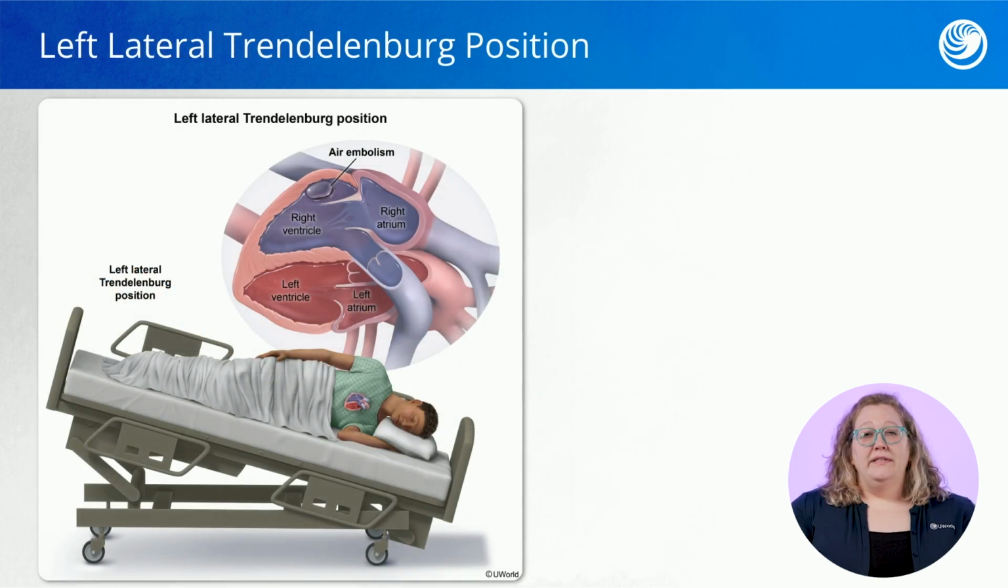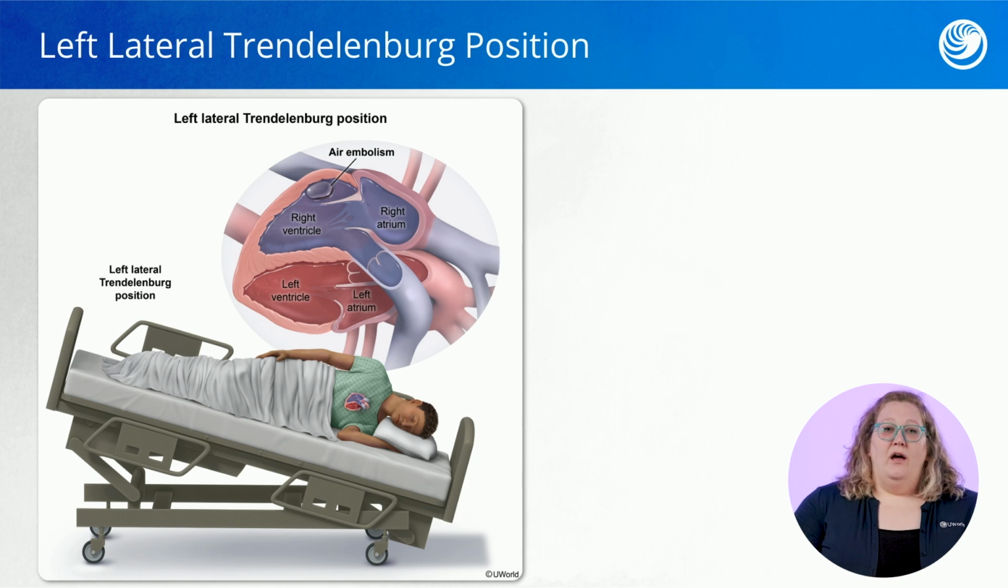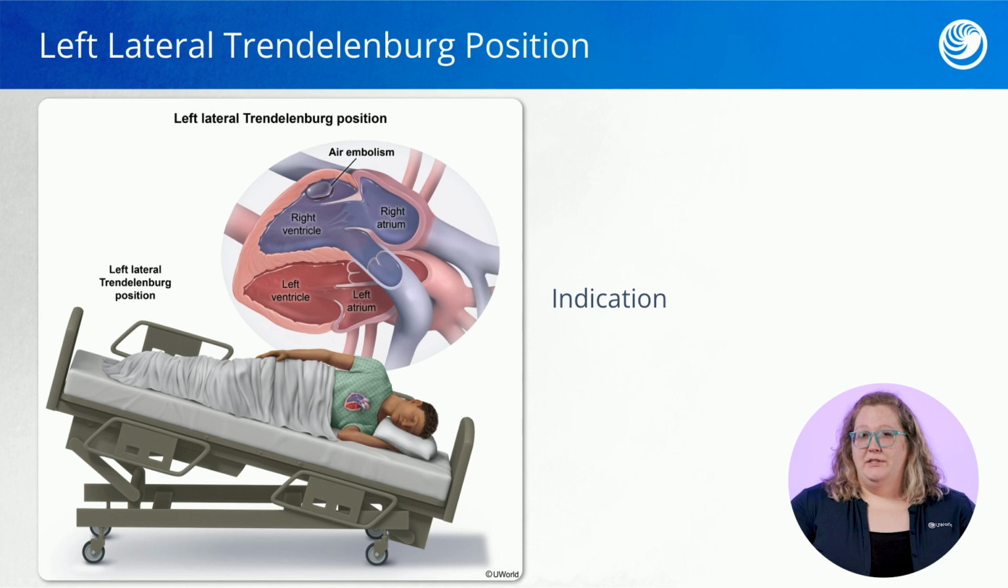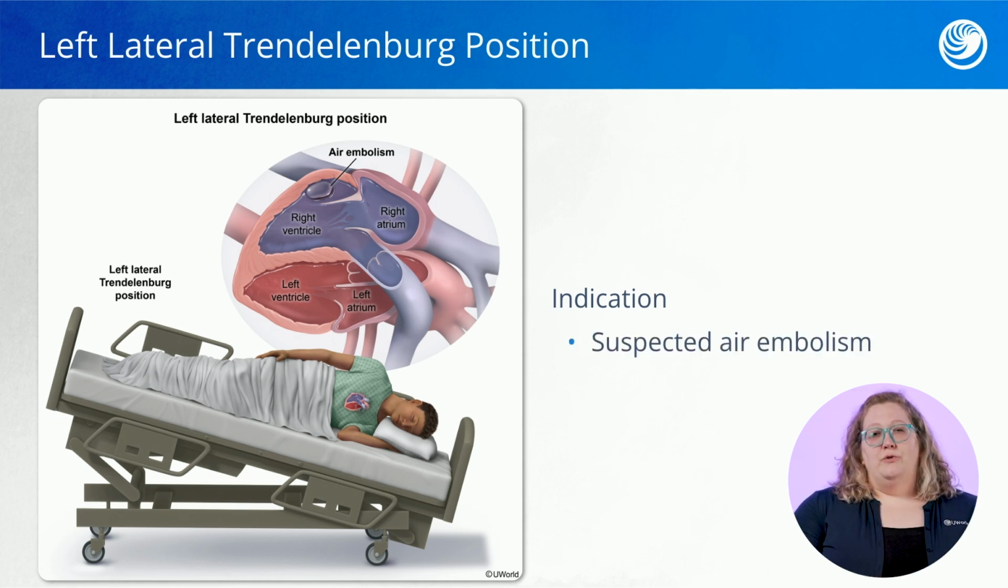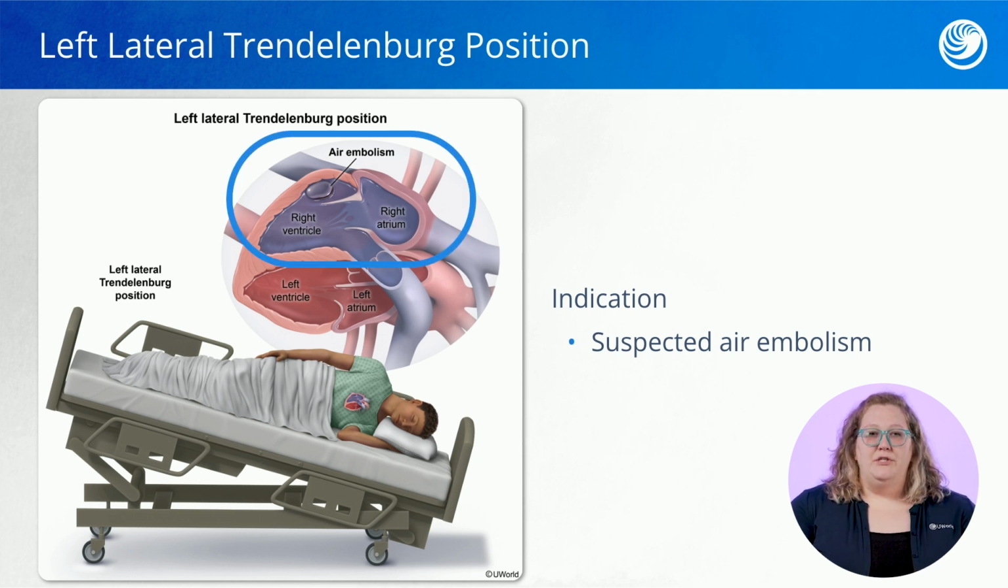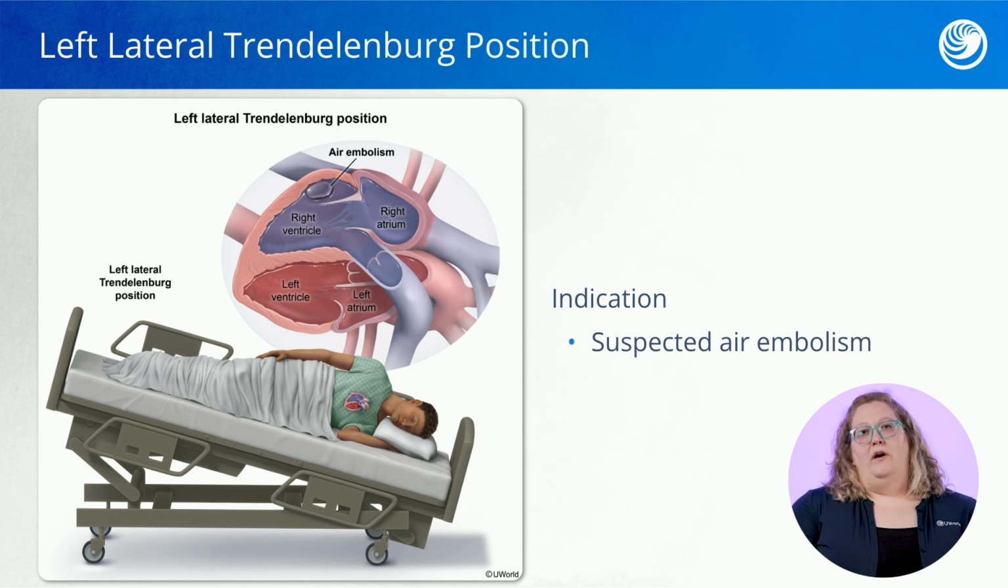The left lateral Trendelenburg position, this one is another modified Trendelenburg position. This one is very special. It is reserved for emergency situations in which you suspect an air embolism. The idea here is that we can trap the little bubble of air against the heart wall. You can see in the image here where it's kind of stuck against the heart wall due to gravity, and it's preventing that little bubble of air from moving forward through the pulmonary artery, which is very dangerous. If it moves through the pulmonary artery, it's going to get into the lungs. It would block blood flow to the capillaries, which are essential for oxygenating.